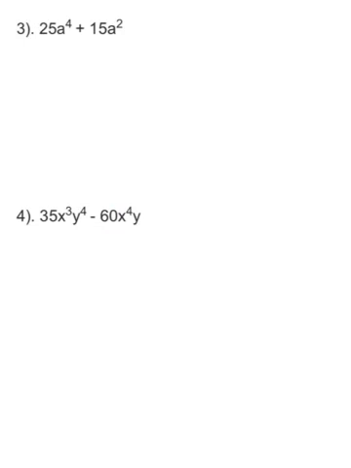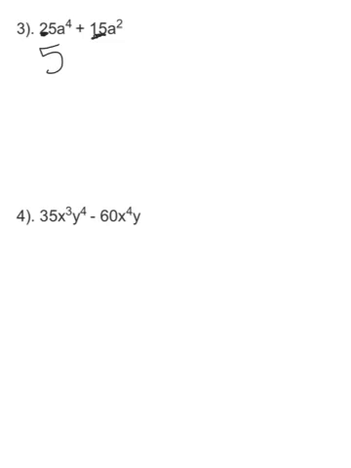Okay, let's try a few more examples. So example 3, we have 25a to the 4th plus 15a squared. So you're going to start with your greatest common factor. So you look at your coefficients first, so 25 and 15. So what's the biggest number that will go into 25 and 15 both evenly? And that would be 5.